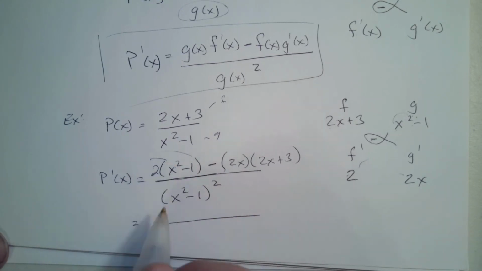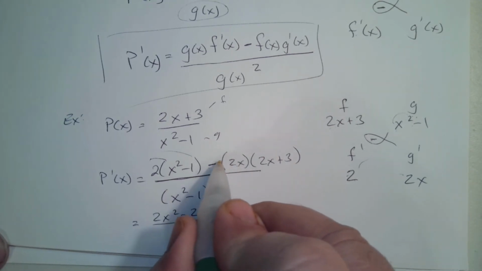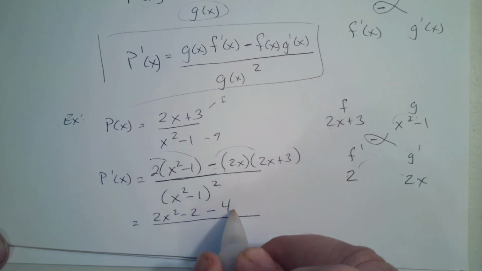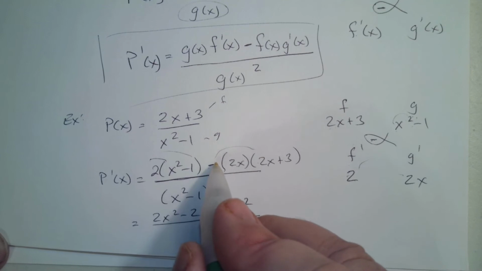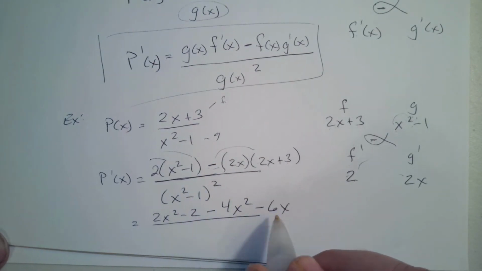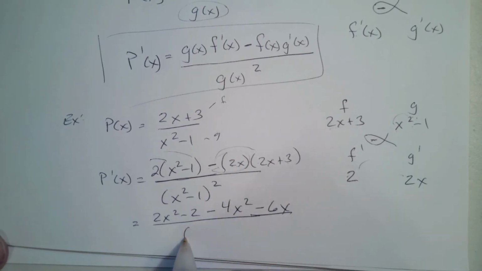Two x squared minus 2. So I'll make this minus 2x. Negative times positive is negative. 2 times 2 is 4x squared. Negative 2 times positive 3 is negative 6x. So that times 3, all over x squared minus 1 squared.